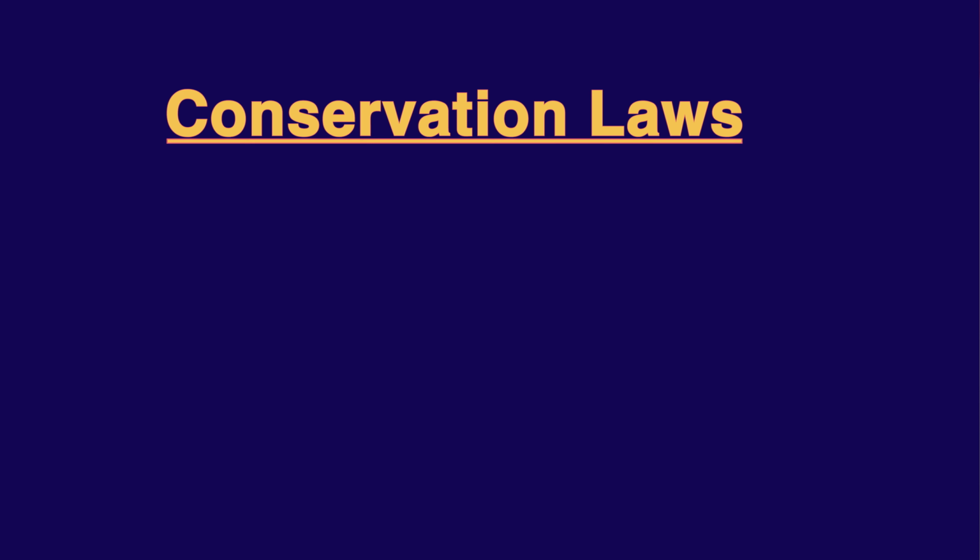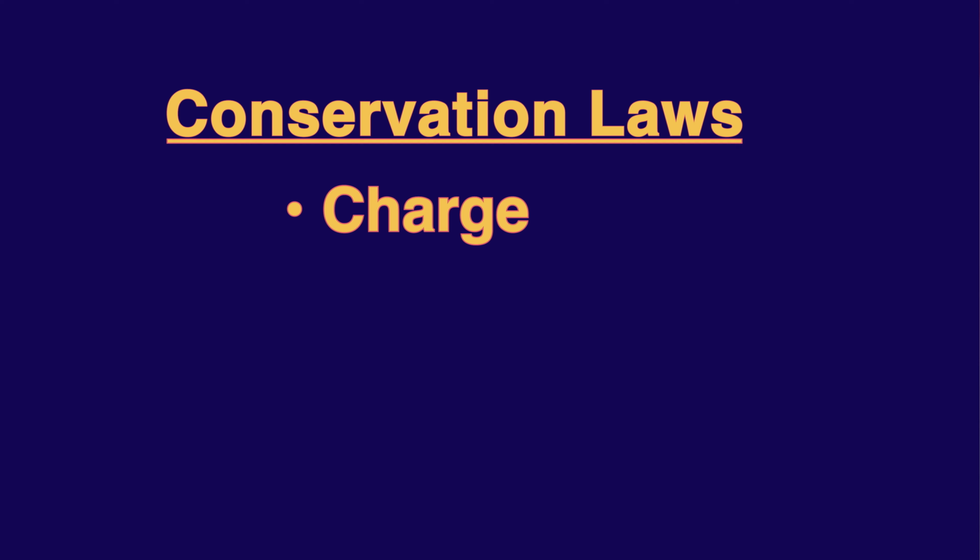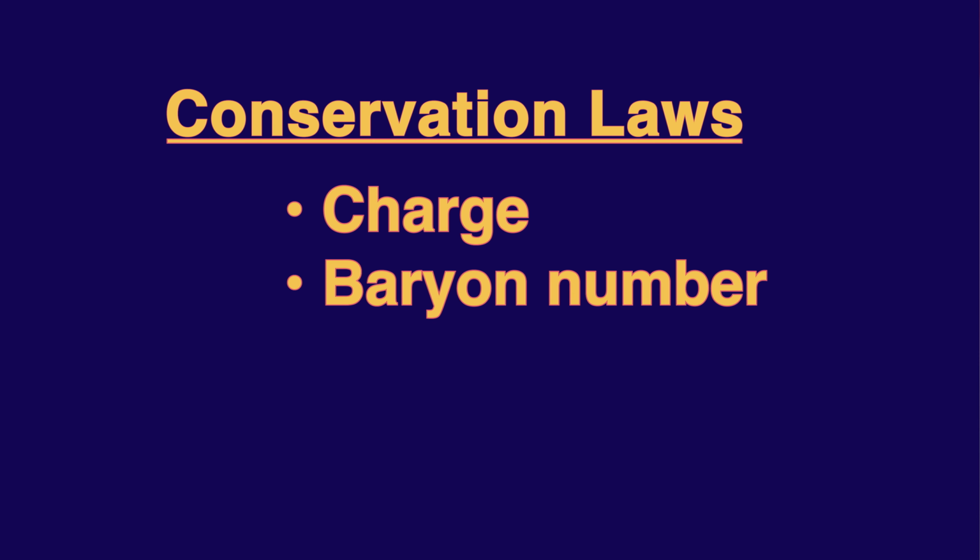When particles interact, they need to obey some rules. Here are the ones that you need to consider. Charge is conserved in interactions. In other words, you must get the same total charge out as you put in. Baryon number is conserved in interactions.